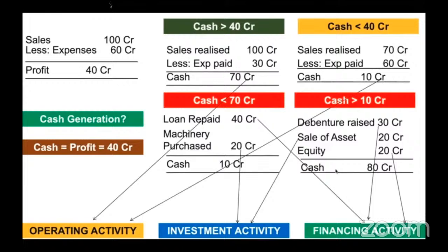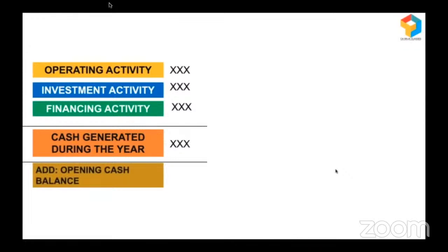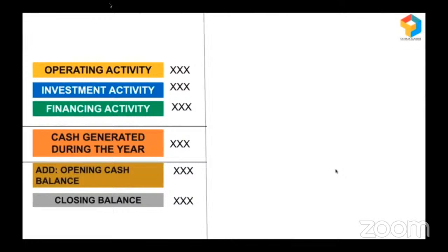So what we can infer is, in business, cash can come in and go out under three activities: operating activity, investment activity, and financing activity. So in a year, if you capture all this, cash flows from operating, investment, and financing activity, and total them, you get to know what is the cash generated during the year. And with this, if you add the opening cash and equivalents, automatically you will get the closing cash and cash equivalents position.